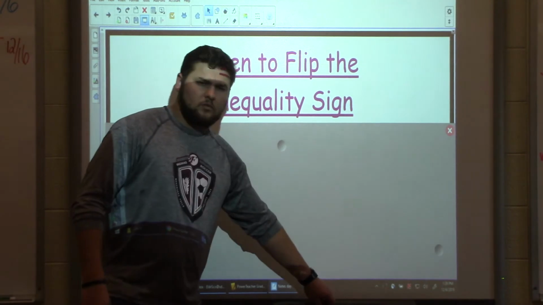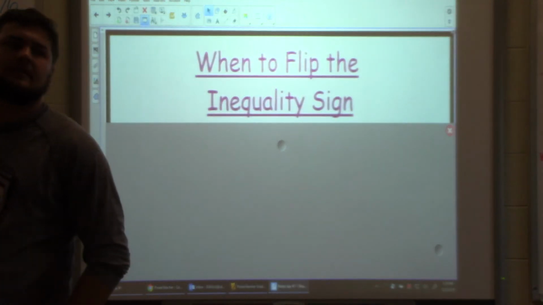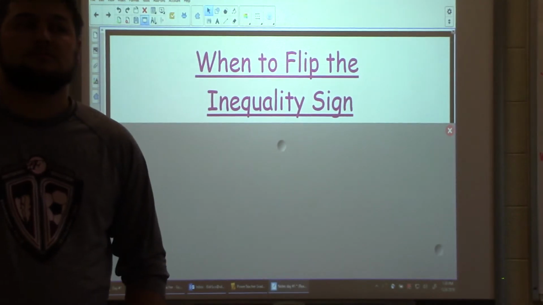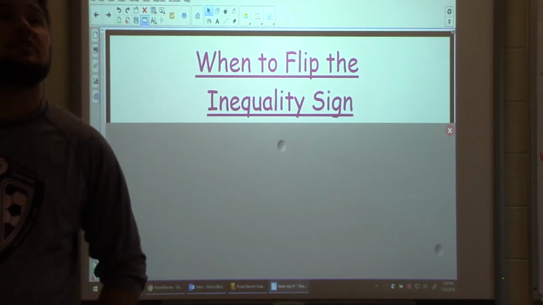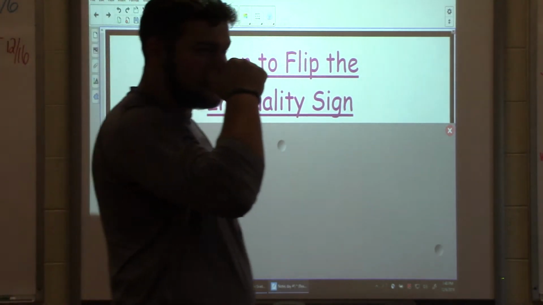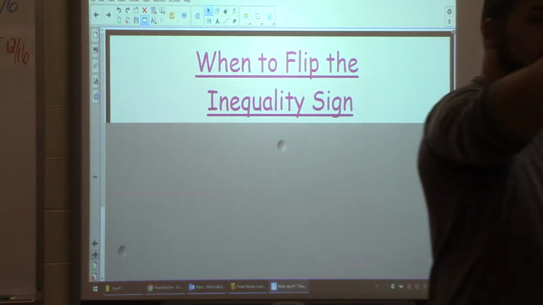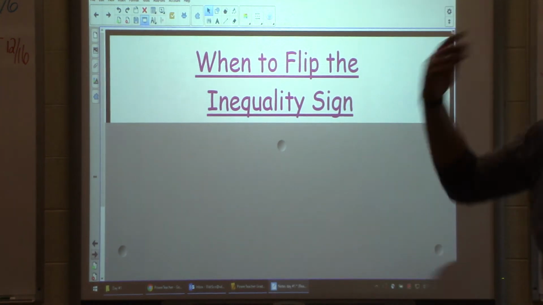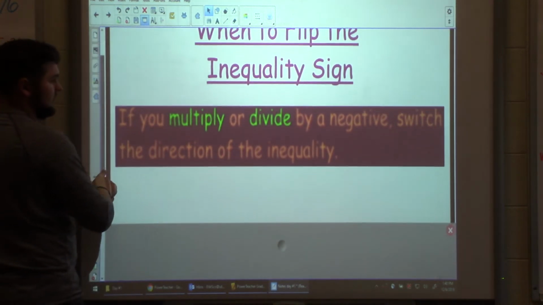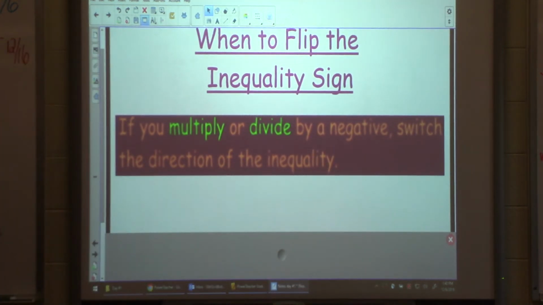Does anyone know when we flip our inequality sign? Partially correct. So it is when you multiply or divide, but it's by something specific. By a negative. So anytime I multiply or divide by a negative number, I'm going to have to flip my inequality sign. Alright, so that means when we're solving these, because that's what we're going to do in a second, if I have to multiply or divide by a negative to solve, I need to flip my inequality to go the other way.